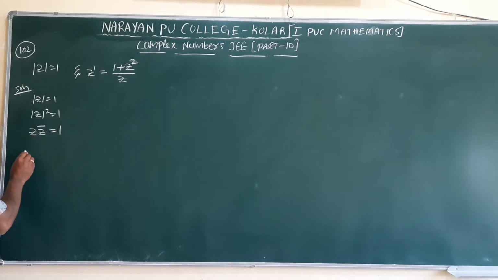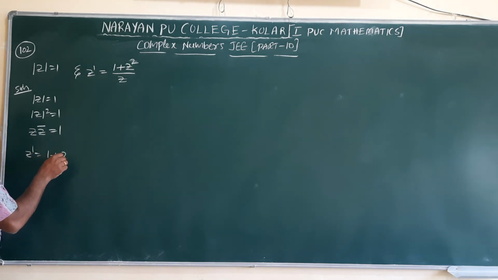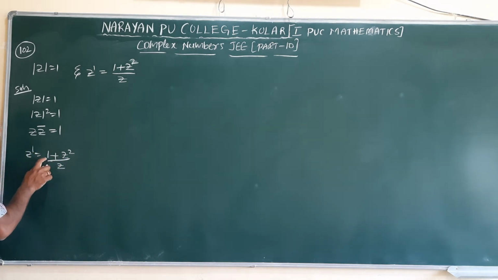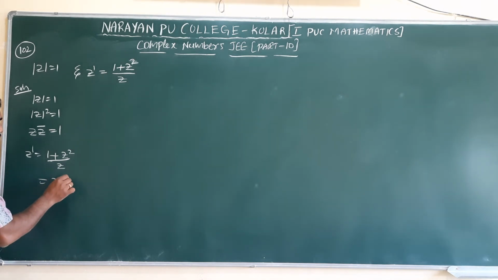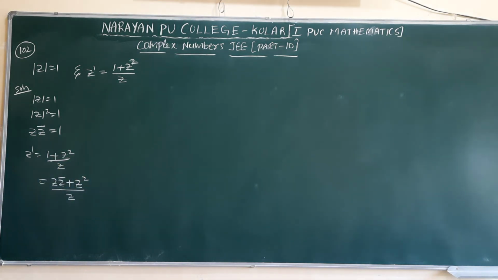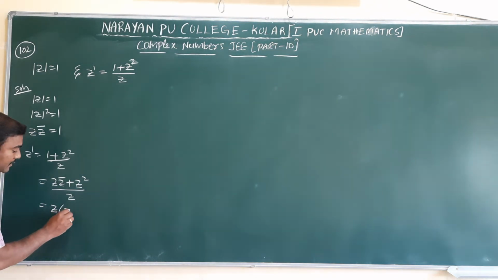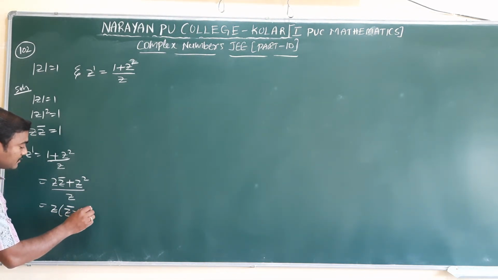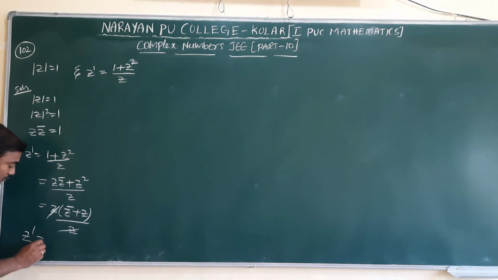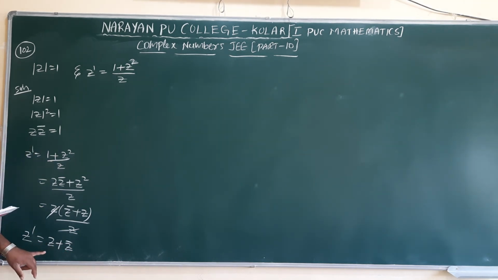Now here z dash is equal to what is given, (1 plus z square) divided by z. But the value of 1 is z into z bar, so it becomes (z into z bar plus z square) divided by z. Here we take z common, remaining (z bar plus z) divided by z. The z gets cancelled. Now z dash is equal to z bar plus z. So we know that the condition z plus z bar is purely real.